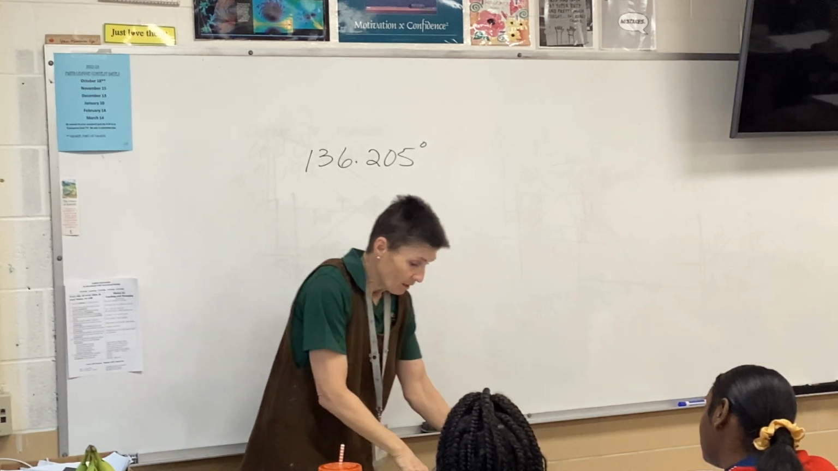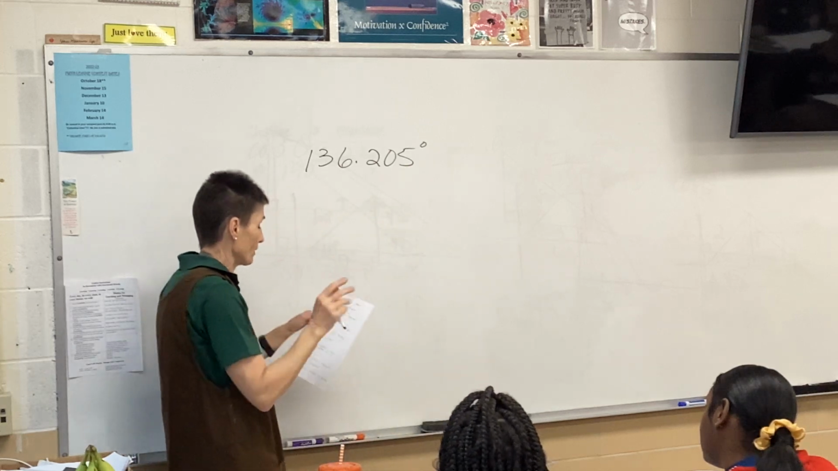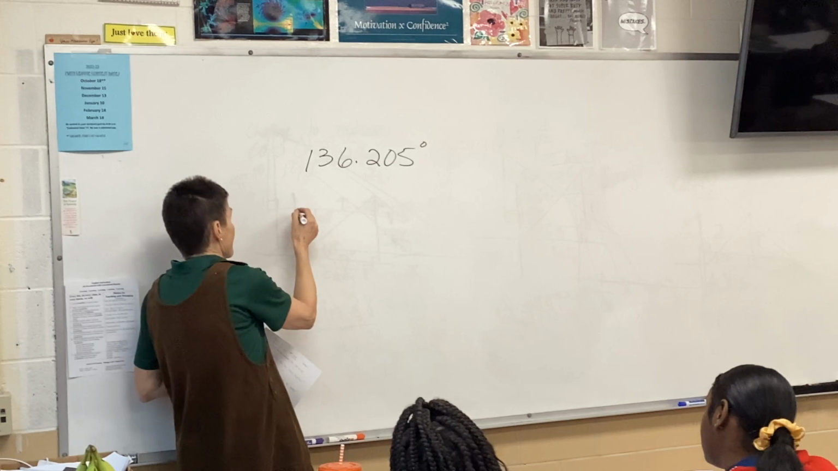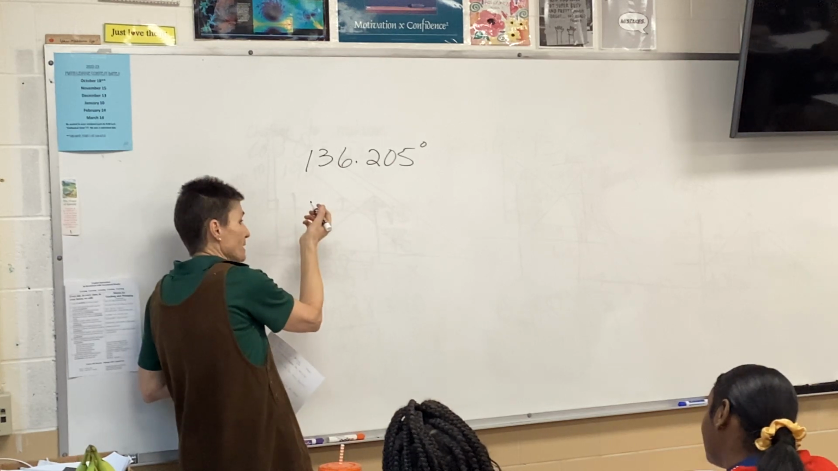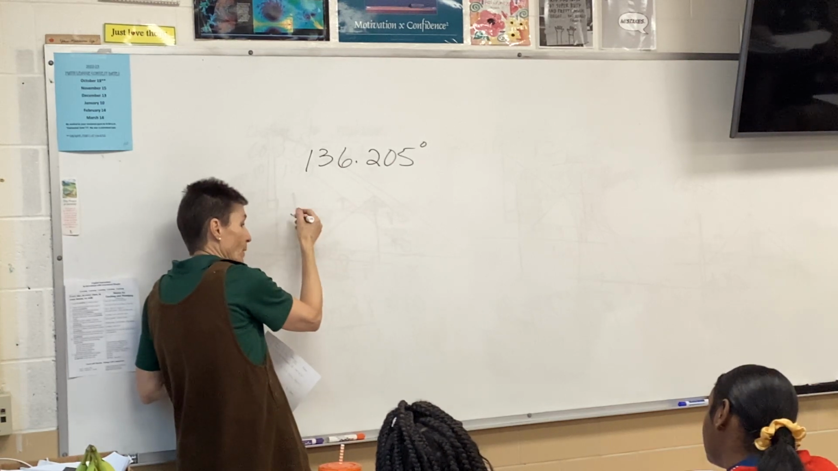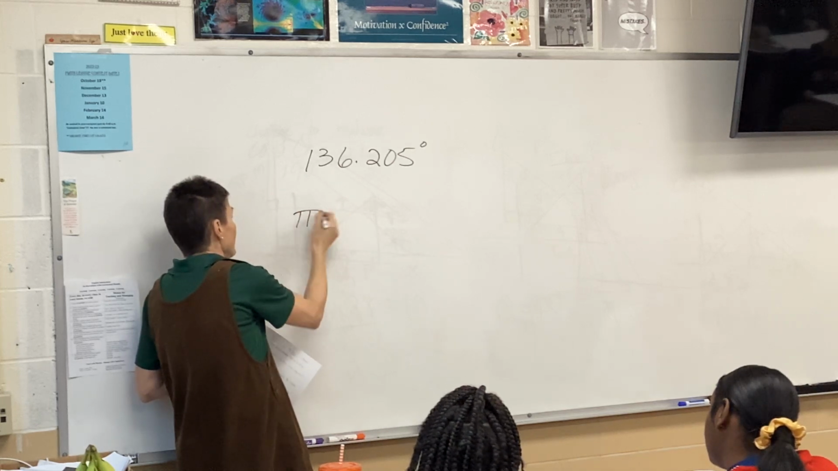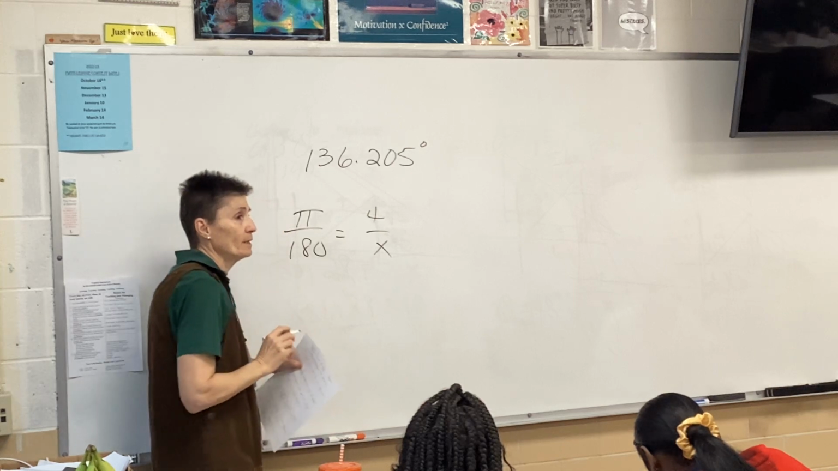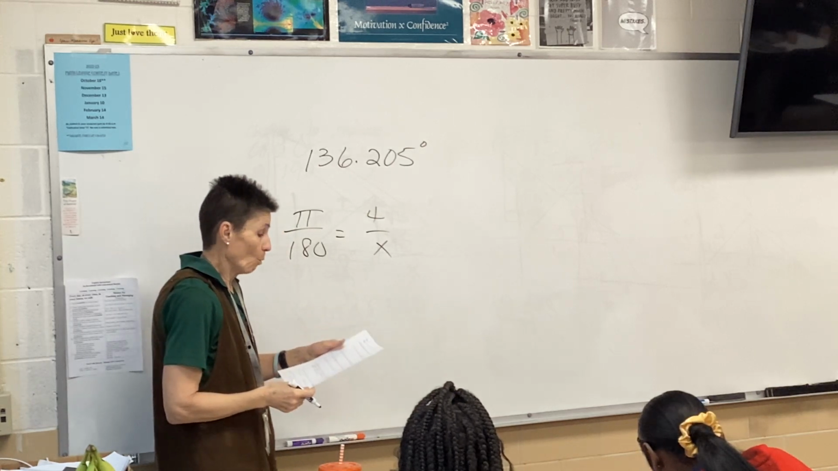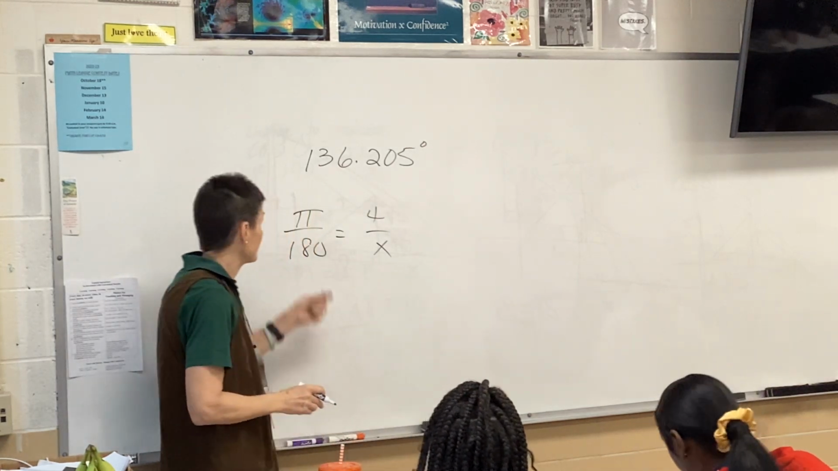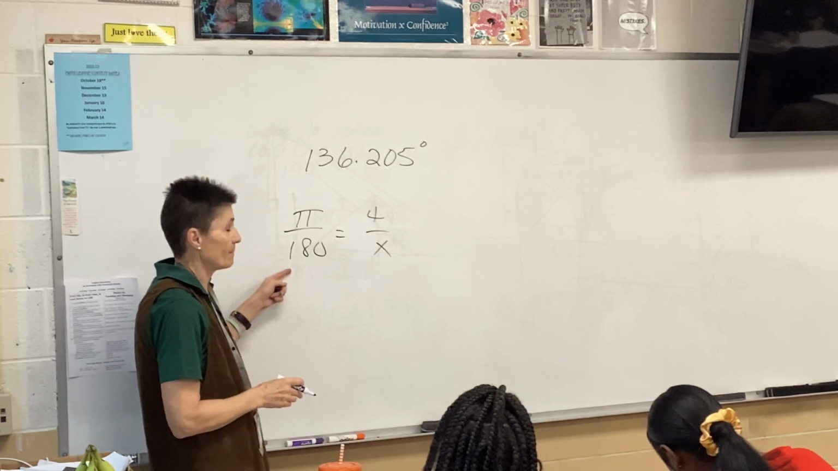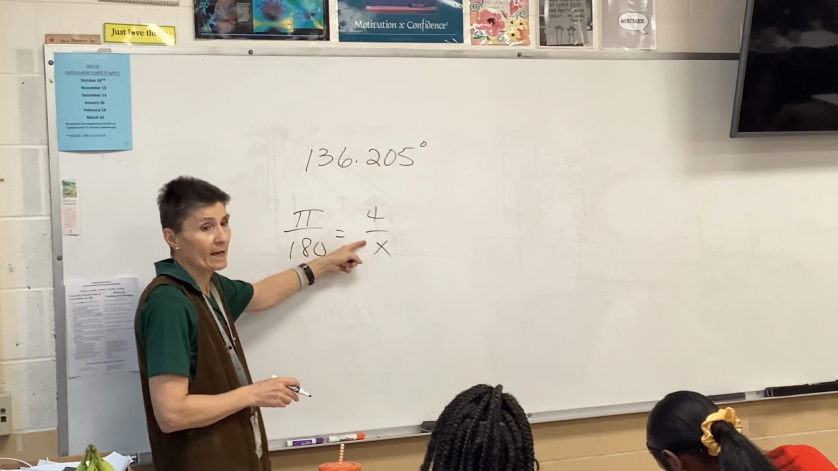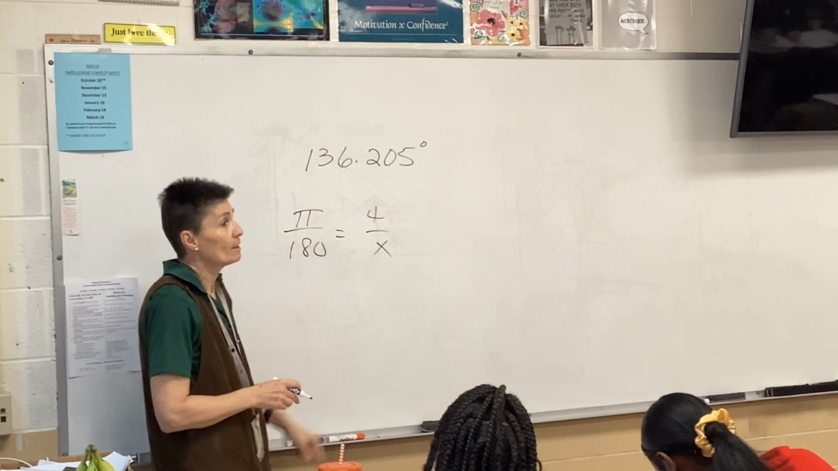Got it. Okay, number 4, no calculator for this one. How do we change radians into degrees? There's lots of ways. The way that I always do it is pi is to 180, as 4 is to X. Now, this will never change, pi over 180. Why is the 4 on the top of this fraction? Why is it 4 over X and not X over 4?